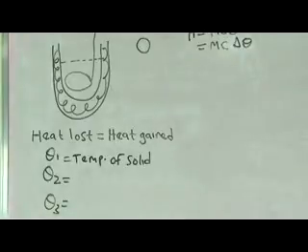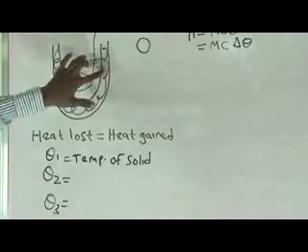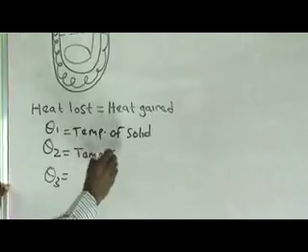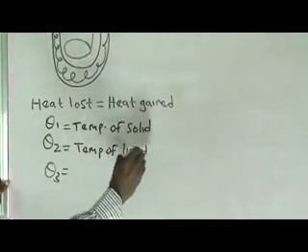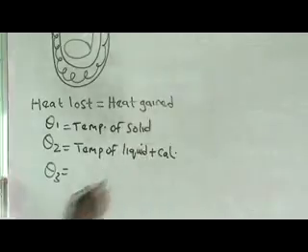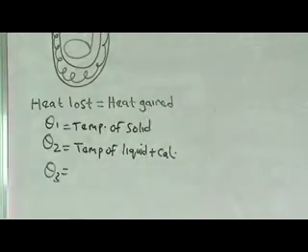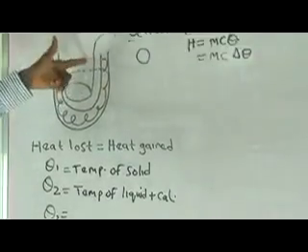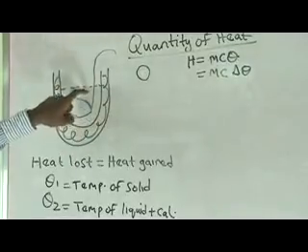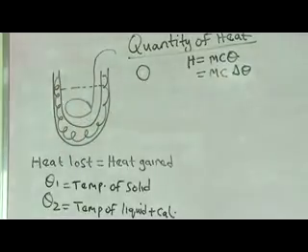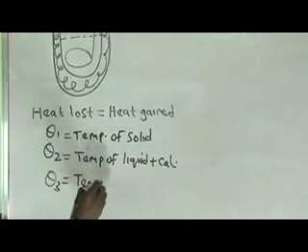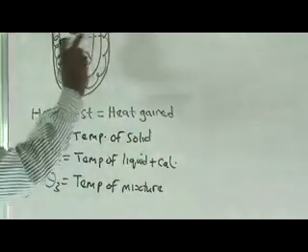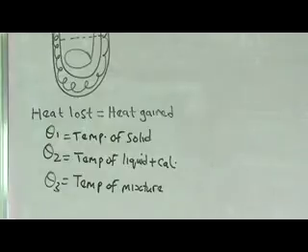What is theta 2? Theta 2 is the temperature of the liquid plus the calorimeter before you dropped the solid. So what is theta 3? After you dropped the hot solid inside the calorimeter and the liquid, after some time, the water here becomes warm. And that is what we call theta 3, which is the temperature of the mixture. That is the mixture of the hot solid, the liquid, and the calorimeter.